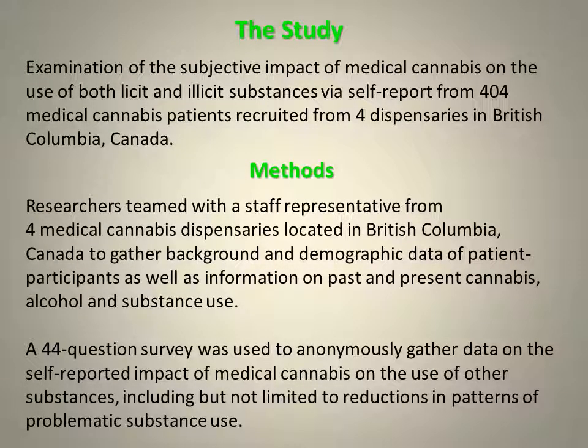The study I'm presenting here today is a cross-sectional survey of the subjective impact of medical cannabis on the use of both licit and illicit substances as self-reported by 404 medical cannabis patients recruited from 4 dispensaries in British Columbia, Canada. In order to conduct this research, I teamed with and trained staff representatives from 4 medical cannabis dispensaries located in British Columbia to gather background and demographic data of patient participants, as well as information on past and present cannabis, alcohol, and substance use. A 44-question survey, similar in scope to a questionnaire designed by Amanda Ryman while at Berkeley Alcohol Research Group, was used to anonymously gather data on the self-reported impact of medical cannabis on the use of other substances, included but not limited to restrictions and patterns of problematic substance use.